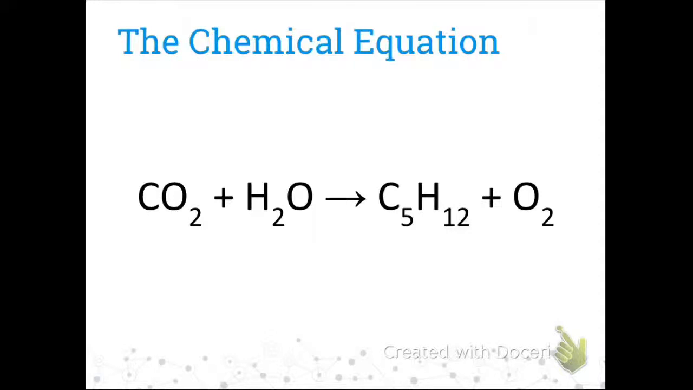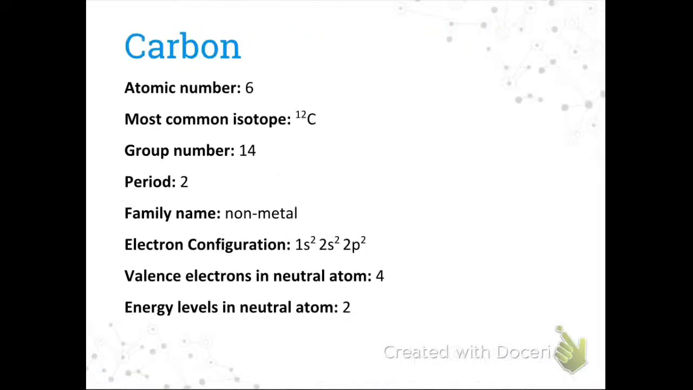The specific chemical reaction that we will be using for this problem is CO2 plus H2O reacts to yield C5H12 plus O2. The elements that are in this equation are carbon, hydrogen, and oxygen. In order to get a better understanding of the elements, I have created a list with the information as shown on the screen. One of the pieces of information is the electron configuration.